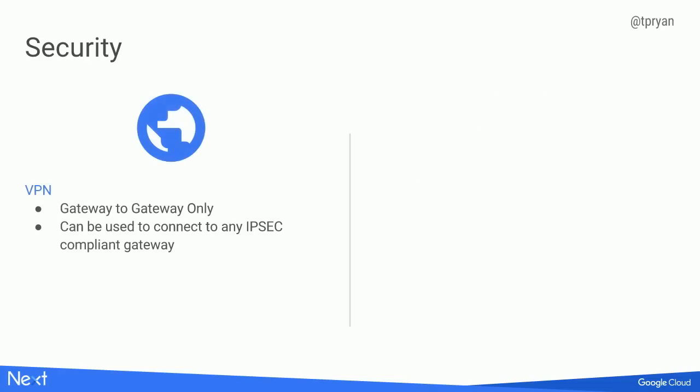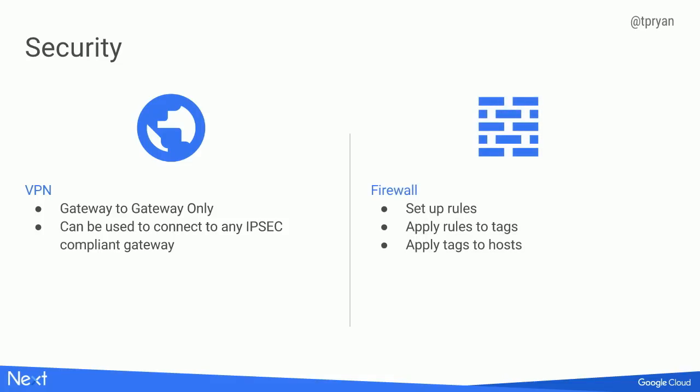Security, from a networking perspective, has two major ways we look at this. VPN, which is gateway to gateway only for us. So this isn't for equipping road warriors with a connection to your network. This is for connecting two or more networks via a secure tunnel. You can use any IPsec compliant gateway, but the idea is you have machines at us, machines on-prem, machines at Amazon or Azure that you want to connect together. Firewall, it's a firewall. You set up rules, it's nothing too crazy.